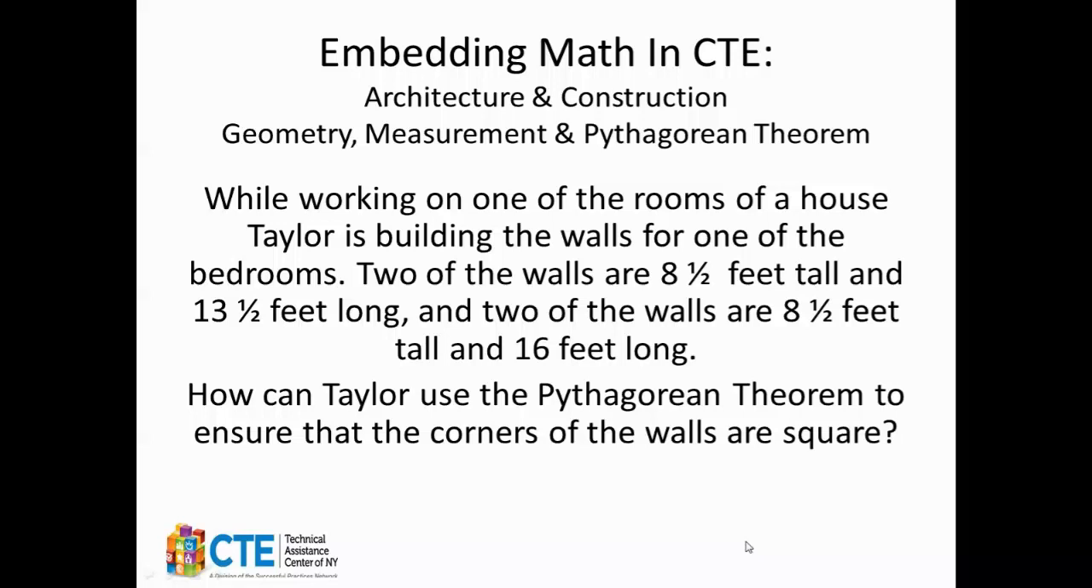So this first example for embedding math in a CTE classroom is from architecture and construction. The math that it deals with is geometry and measurement in the Pythagorean Theorem. So here's the problem. While working on one of the rooms of a house, Taylor is building the walls for one of the bedrooms. Two of the walls are 8.5 feet tall and 13.5 feet long. And two of the walls are 8.5 feet tall and 16 feet long. How can Taylor use the Pythagorean theorem to ensure that the corners of the walls are square? Any suggestions? I'll give you guys a minute to type that in.